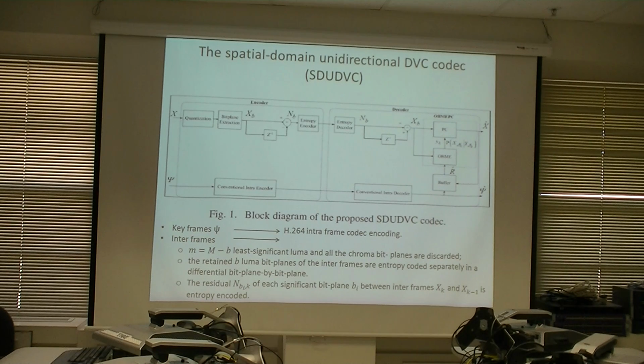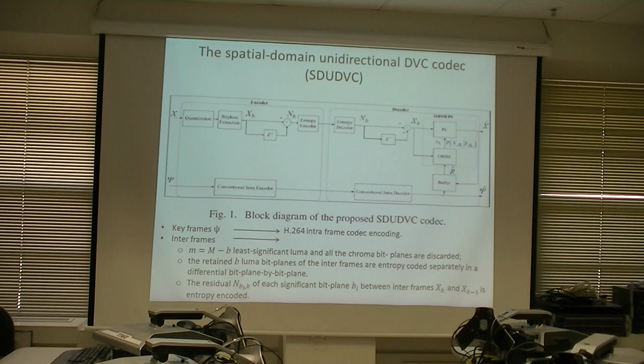But here at the encoder, all the chroma bit planes are discarded. So we do not consider the chroma bit planes. And for the capital M luminance bit planes, we only consider the first B most significant bit planes. We discussed the capital M minus B luminance bit planes.